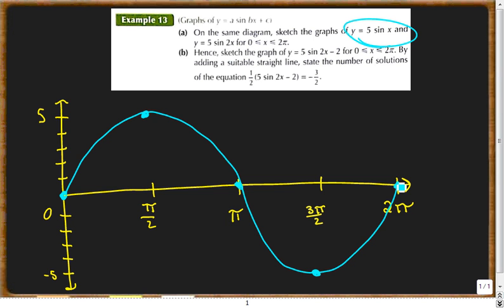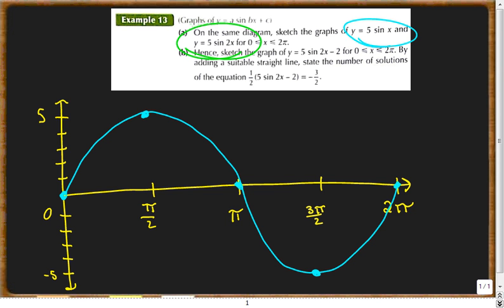Now, what is happening when we get 5 sine of 2x? What the 2x does is it is doubling our angle as we move along. So what's fundamentally happening is that it is accomplishing the same thing twice as fast. It is doing 2 of these rotations in the same time that the original function takes to do 1.